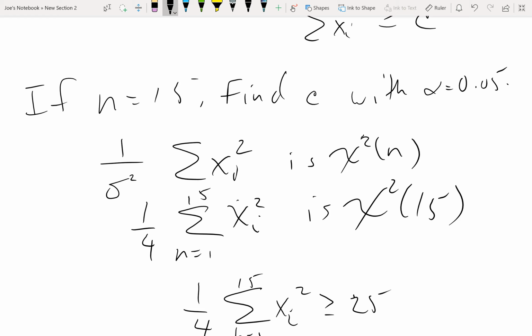The 1/4 is out in front because I needed the 1/4 to change it to chi-squared of 15. I looked up chi-squared of 15 in the table for 0.05. It was 25, if I read the table right.